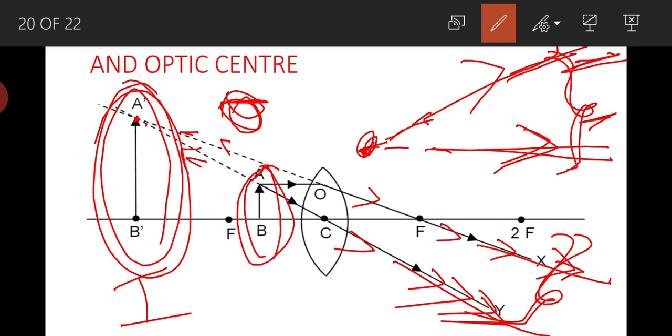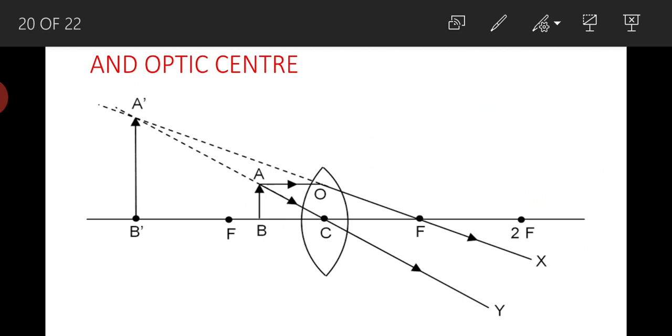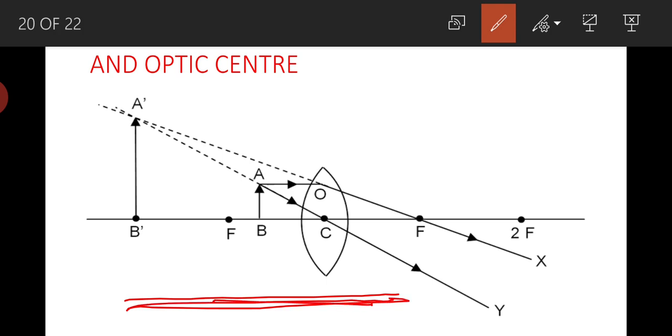And here the object is placed straight and the image formed is also straight. That is why it is an erect image, and it is a virtual image, and it is a magnified image. Its size is larger than the object. It is formed between focus and center of curvature. Please observe the diagram once again and learn this diagram perfectly.